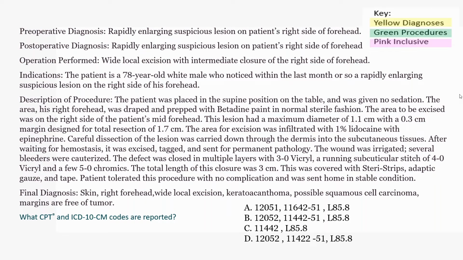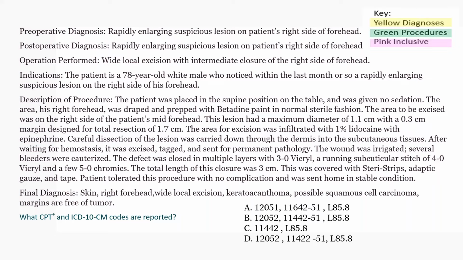subcuticular stitch of 4-0 Vicryl, and a few 5-0 chromics. The total length of this closure was 3 centimeter. This was covered with sterile strips, adapted gauze, and tape. Patient tolerated this procedure with no complication and was sent home in stable condition.